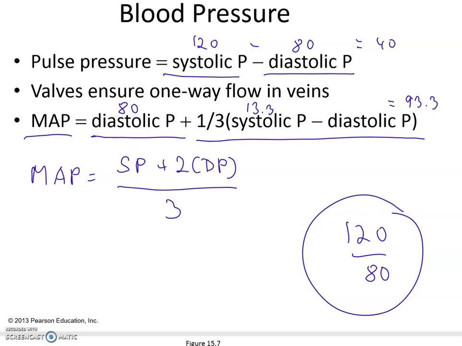And the mean arterial pressure, once you have the pulse pressure, it's probably easier to use this formula. It's given right here. The 40 divided by 3 is 13.3 plus the diastolic pressure of 80 right here. That adds up to 93.3 millimeters of mercury. So that's how you would calculate pulse pressure and mean arterial pressure.